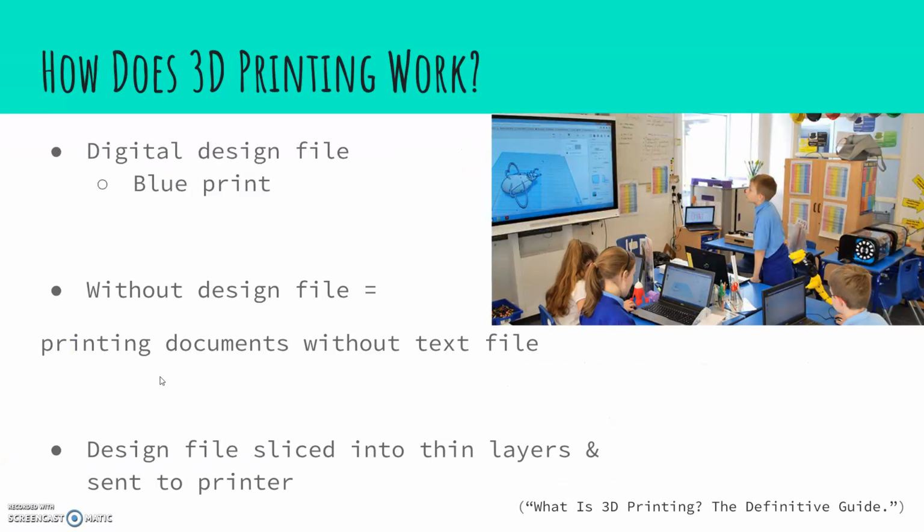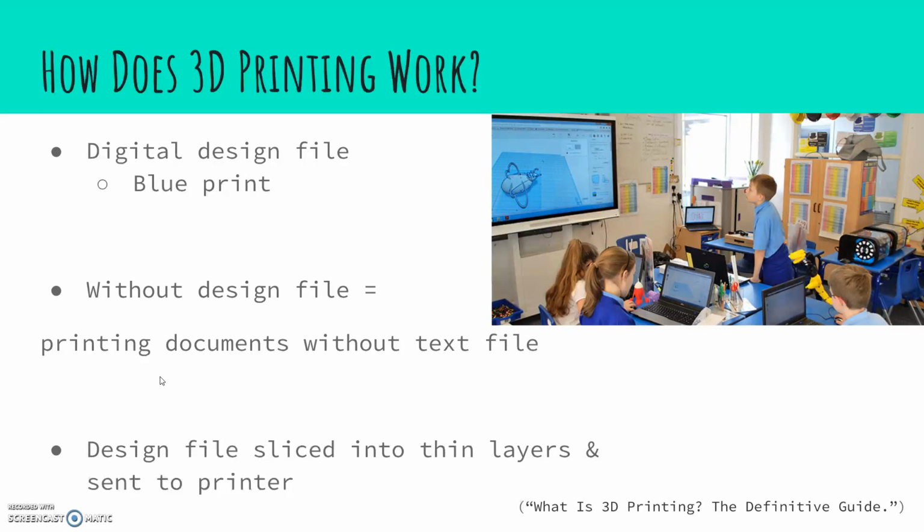Going into a little bit more depth on how this process actually works. This begins with what is called a digital 3D design file, and this is what you need for any physical object that you may want to have 3D printed. According to the article, What is 3D Printing? The Definitive Guide, this is what you would think of as a blueprint. So this 3D design file is a blueprint for a physical object.